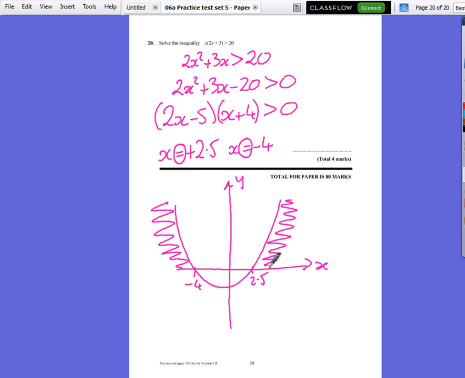So you can see that to be greater than 0, then x has got to be less than minus 4. So x is less than minus 4. And also to be greater than 0 on this side, x has got to be greater than 2.5. So your final answer should be x is less than minus 4 or x is greater than 2.5.